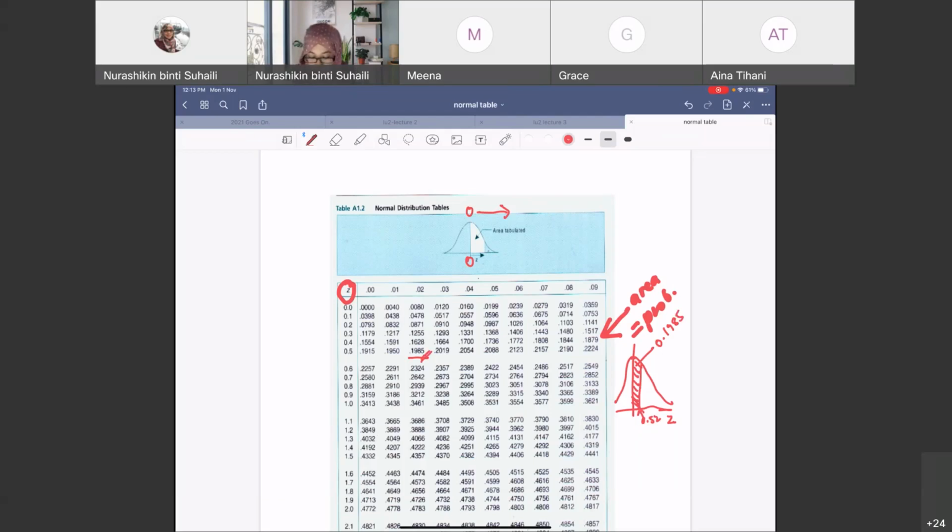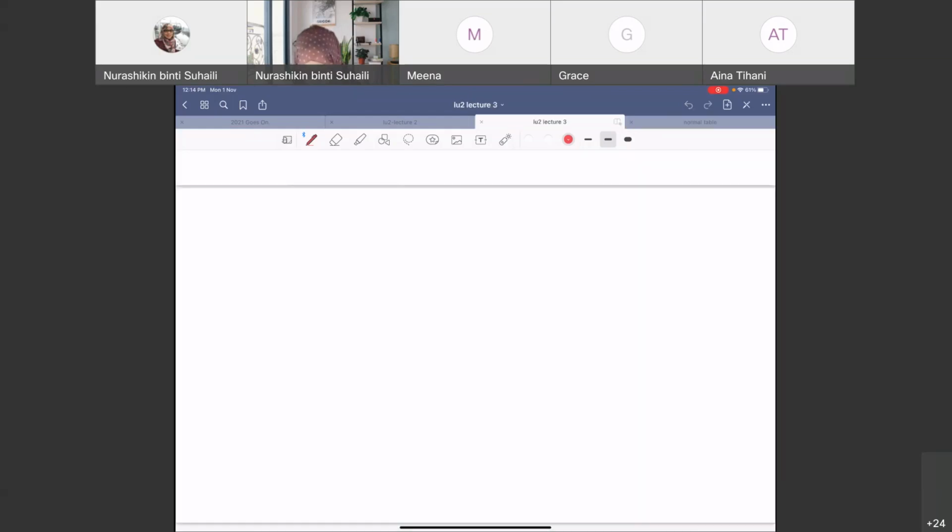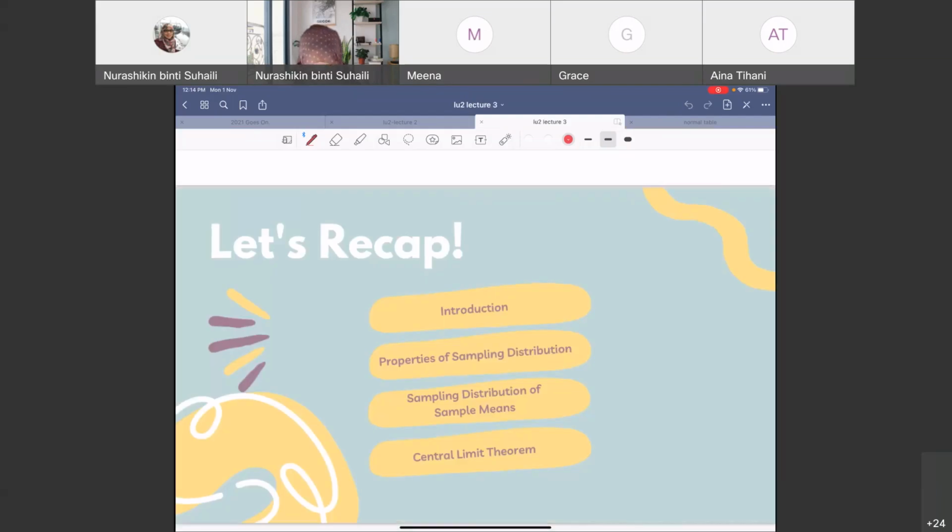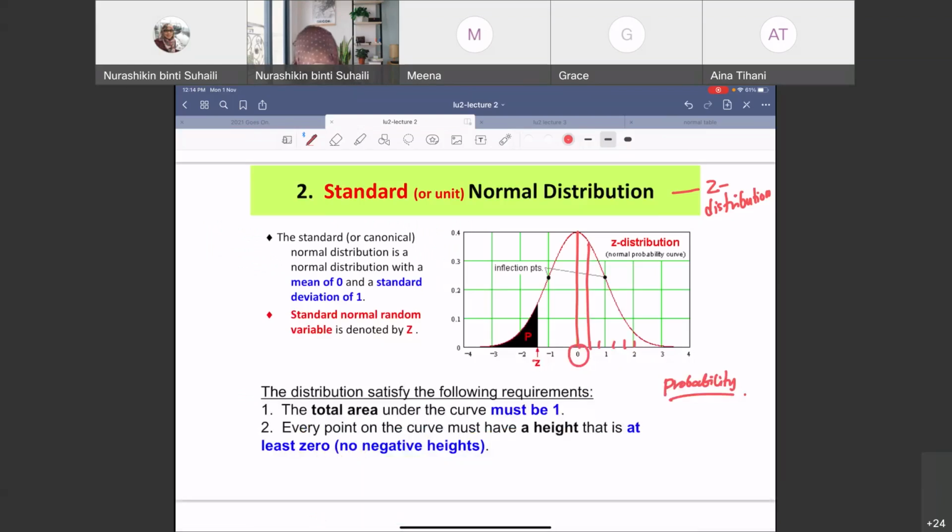So you should know how to read the table, how to use this table, and understand what the values represent. And sometimes, for example, you know the Z and you want to find the probability. Sometimes it's the other way around. You know the probability and you want to find the Z value. So you have to go from inside to outside. We'll have a look at those examples that require that application. Okay, so that is the Z distribution table.